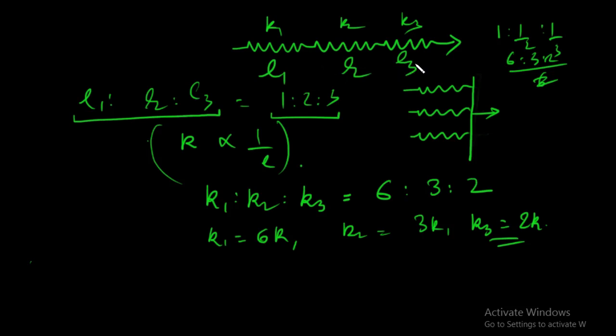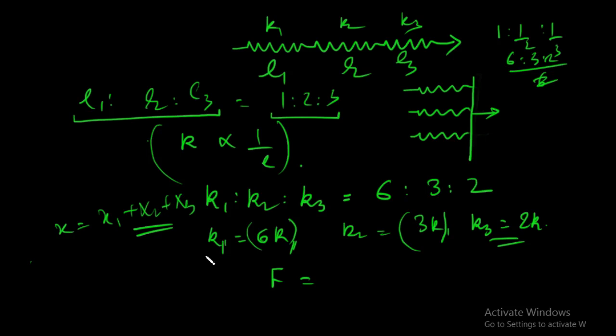Since in series the displacement matters, this is actually K, not K1. So the net displacement X is equal to X1 plus X2 plus X3, since force is transmitted undiminished as the spring is massless in series. This is not the case in parallel.